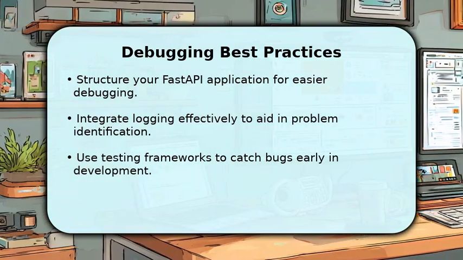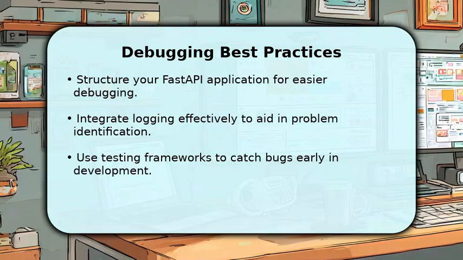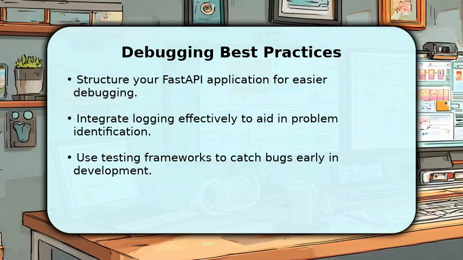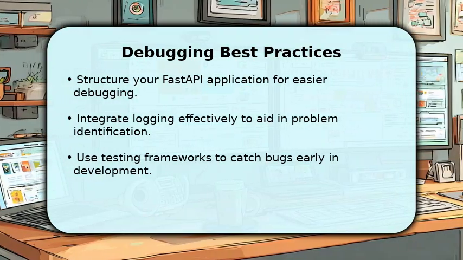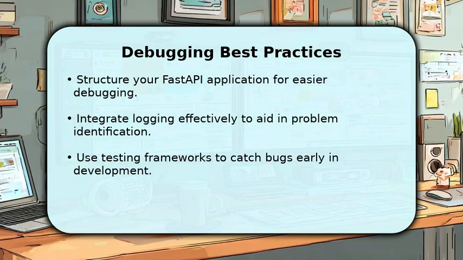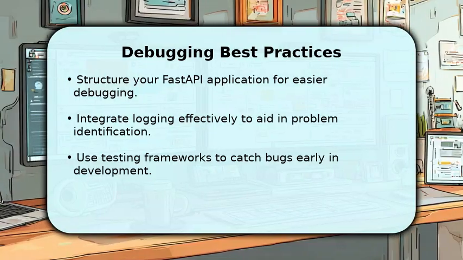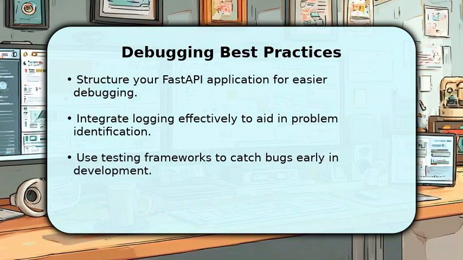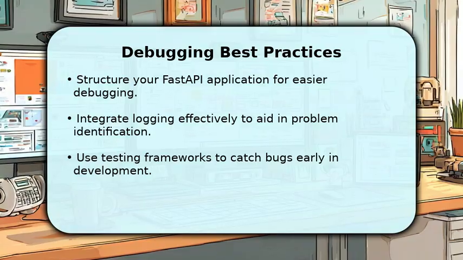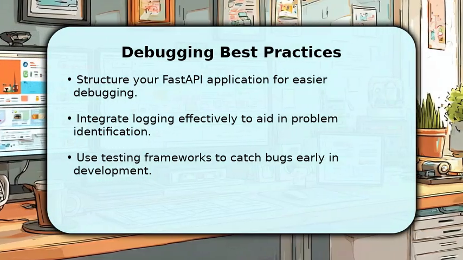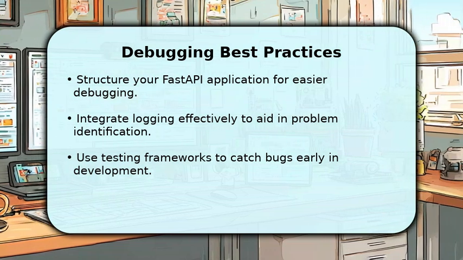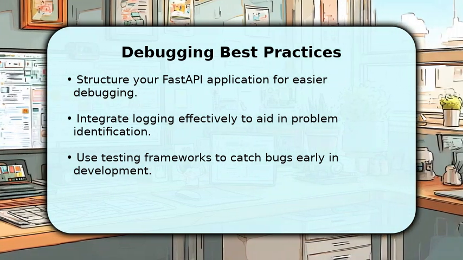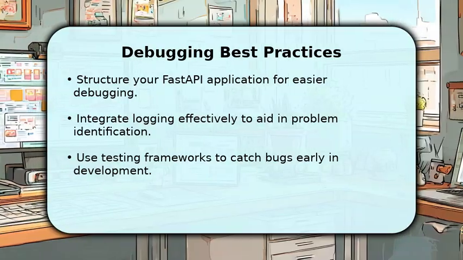Structure your FastAPI application logically, making it easier to isolate and identify issues. Integrate robust logging throughout your code. Well-placed log messages can often pinpoint problems before you even need the debugger. Employ testing frameworks to catch bugs early in the development cycle, reducing the need for extensive debugging later. By adopting these strategies, you can significantly streamline your debugging workflow and improve overall development efficiency.